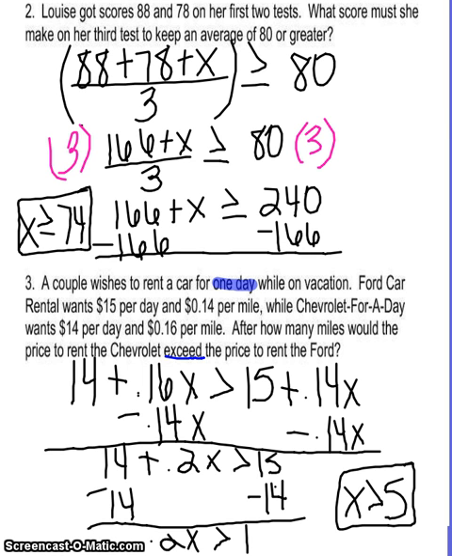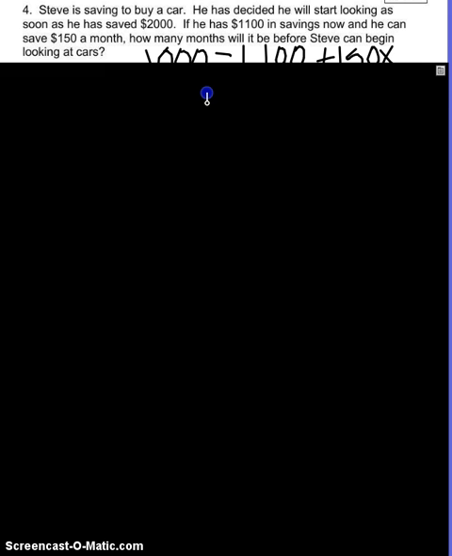Okay, so go ahead and turn your page and look at problem 4. Okay, looking at problem 4, it says Steve is saving to buy a car. He has decided he will start looking as soon as he has saved $2,000. If he has $1,100 in savings now, and he can save $150 a month, how many months will it be before Steve can begin looking at cars? Okay, so it tells me I have to have $2,000 total in my bank. It also says I started with $1,100, and every month I'm going to keep adding $150.